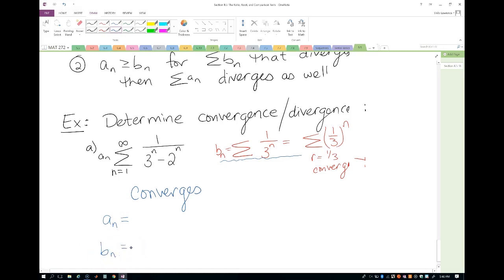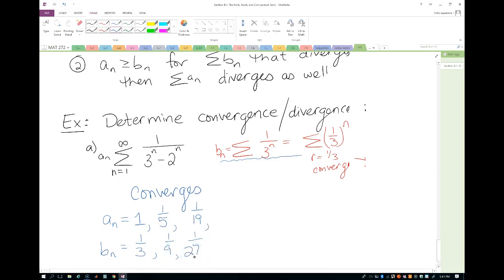So when n equals 1, we're going to have 3 minus 2, which is 1. When n equals 2, I'm going to have 9 minus 4 in the denominator, which is 1/5. When n equals 3, we're going to have 27 minus 8, which is 1/19. For b sub n, when n equals 1, we have 1/3. When n equals 2, we have 1/9. When n equals 3, we have 1/27.